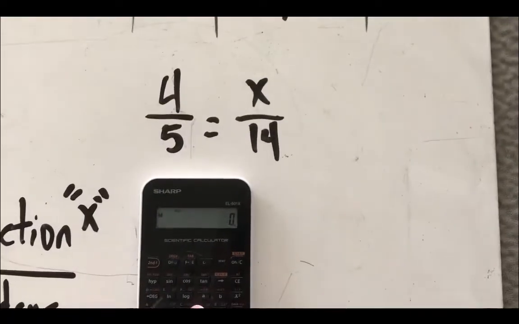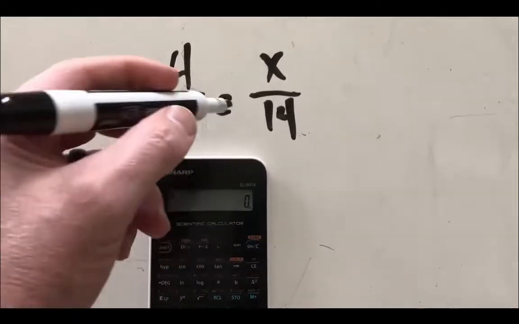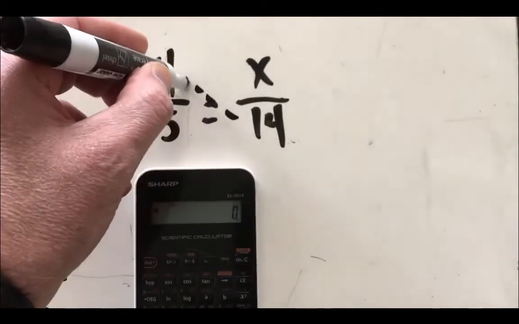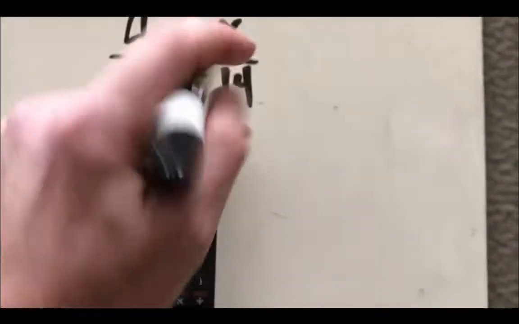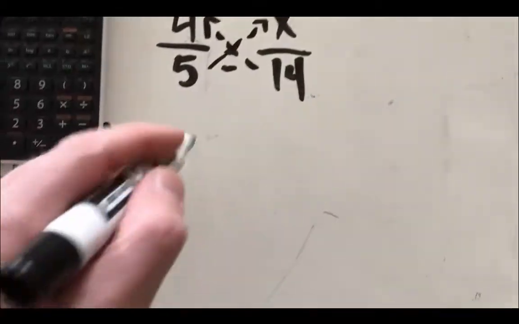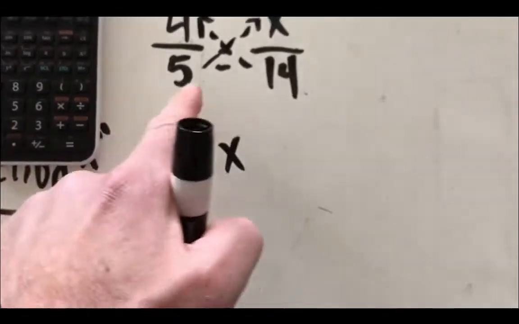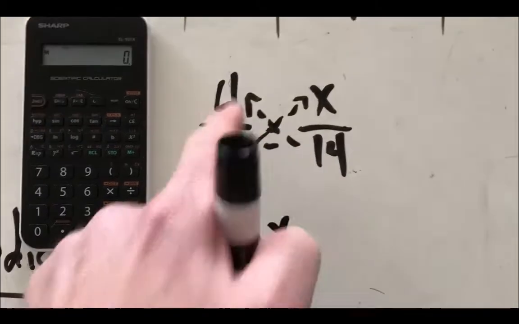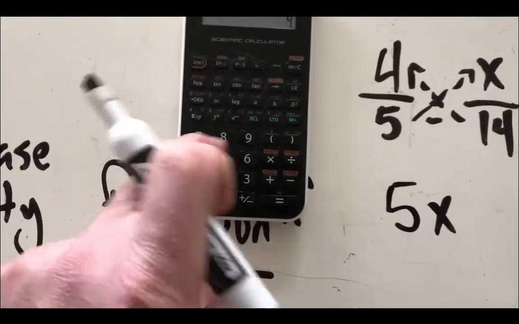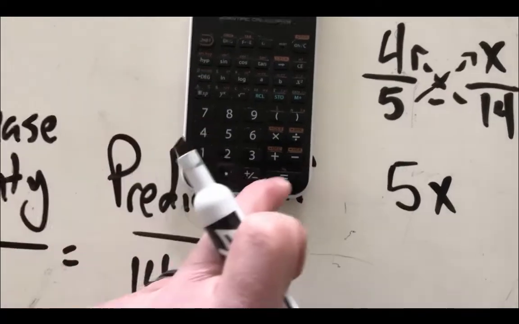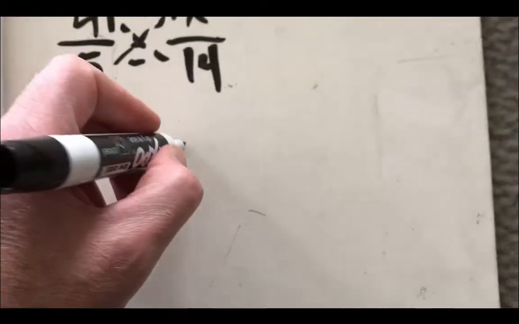Okay, so how do I approach this? How do I solve for this? Well, it's just cross multiply and then divide. So 5 times x is going to be equal to 5x, and then 4 times 14. 4 times 14 is going to be equal to 56.